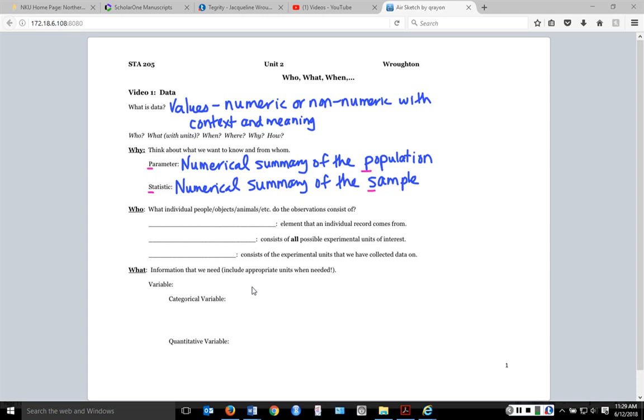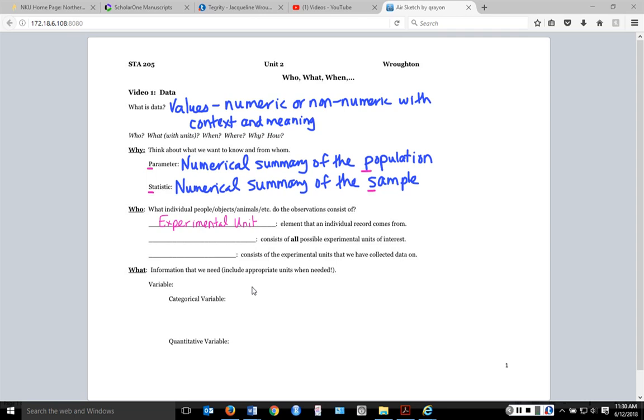Now that we know why we want to collect our data, we want to figure out who we are going to collect this data on. So our first definition here is what's called an experimental unit. This is the individual that a record comes from. So a lot of times this can be a person, it could be a plot of land, it could be an animal, but it's just that individual thing that you collect data on.